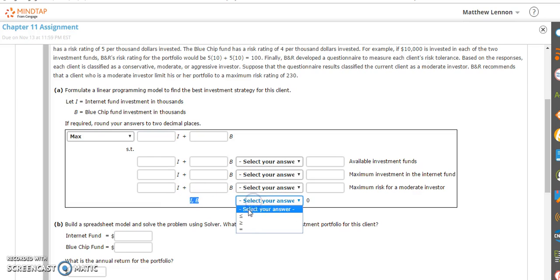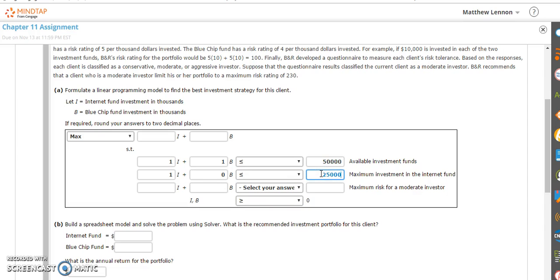Okay, so this one right here is saying, our variables I and B, internet and blue chip, we both want them to be positive, so greater than or equal to 0. Maximum available funds, well, if you add them together, 1 times this plus 1 times that needs to be less than or equal to the 50,000. And then the maximum investment in internet, that's just 1 times the internet, and blue chip doesn't have any effect, so times 0, that needs to be less than or equal to $25,000.